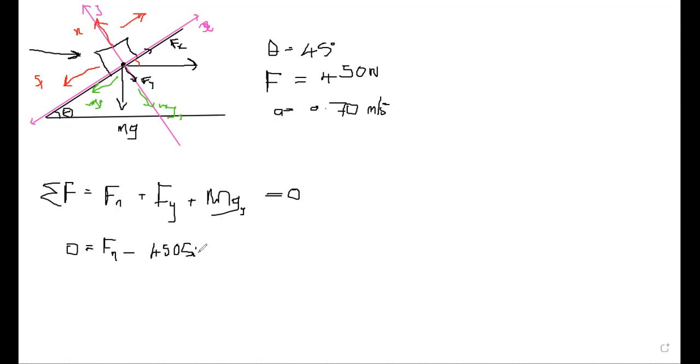450 and 45 minus 196 cos 45 degrees, such that Fn is going to be equal to, we sum these two forces, we're going to get what? 196 cos 45 plus 450 sin 45.